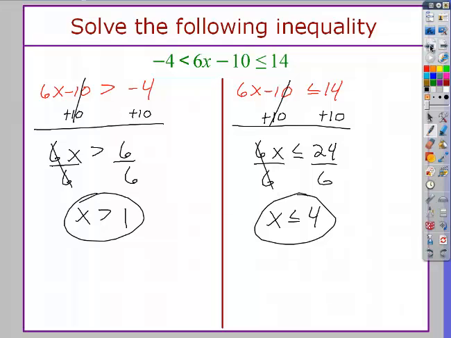Now that I've had you solve the inequality, I'm going to ask you to graph the solution. So that means that we have to graph this solution and this solution, and we have to put them both on the same number line because they came from the same problem. So this x is the same as this x. Okay? So let me transfer these over.